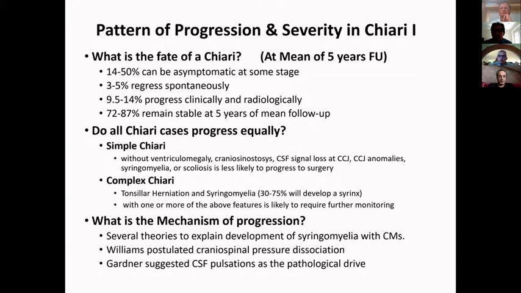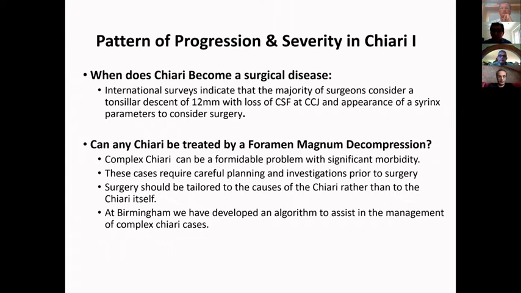And when does it become a surgical problem? When will neurosurgeons consider treating a Chiari? So in pediatrics, a huge survey of the International Society of Pediatric Neurosurgery carried out some 20 years ago identified that most pediatric neurosurgeons will consider a tonsillar descent of 12 millimeters with loss of CSF at the craniocervical junction, and of course, appearance of a syrinx as parameters to consider surgery.